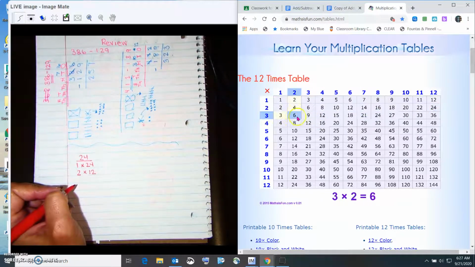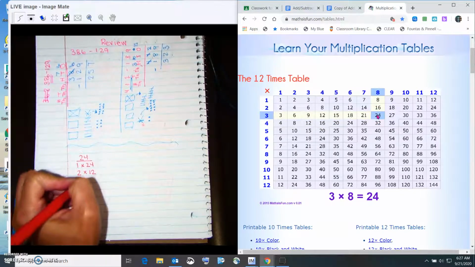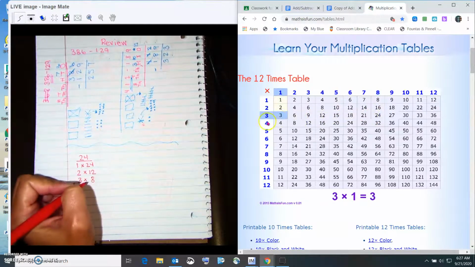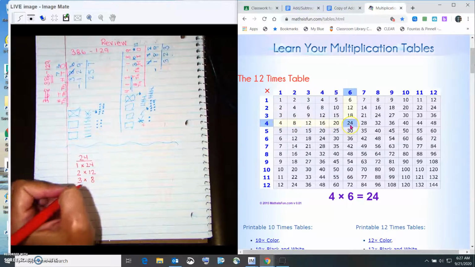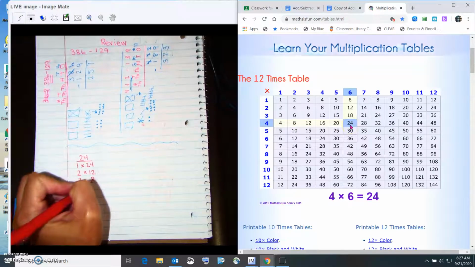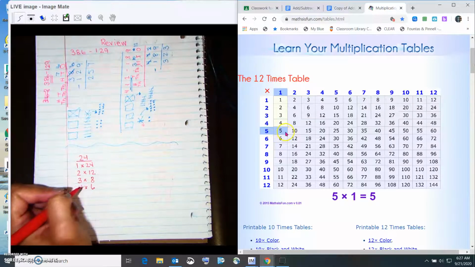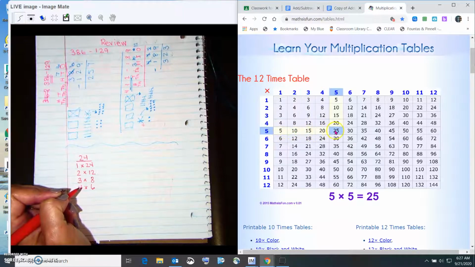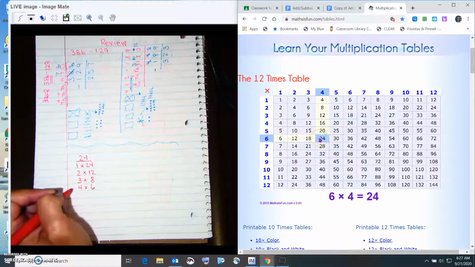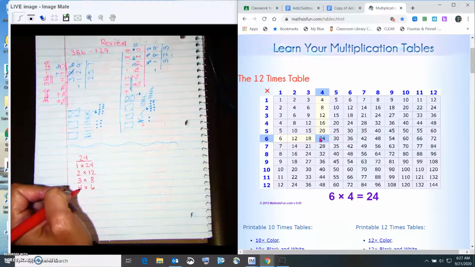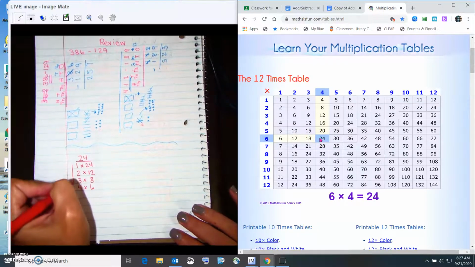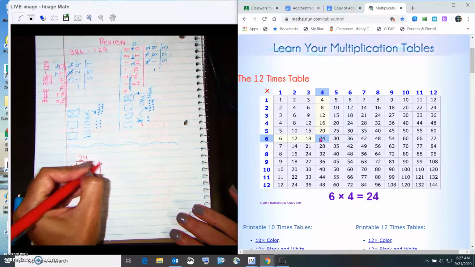So let's look for 3. Is there anything times 3 that gives me 24? Yes, it's 3 times 8. Okay, now let's look at 4. Is there anything times 4 that gives me 24? Yes, it's 4 times 6. Now it's important to go in order so you don't miss any, and because we want to put them in order. Nope, we hit 25. Let's try 6. Yes, but look, we already have 4 and 6. So that means we get to stop. So then you draw your arrow to help you remember.